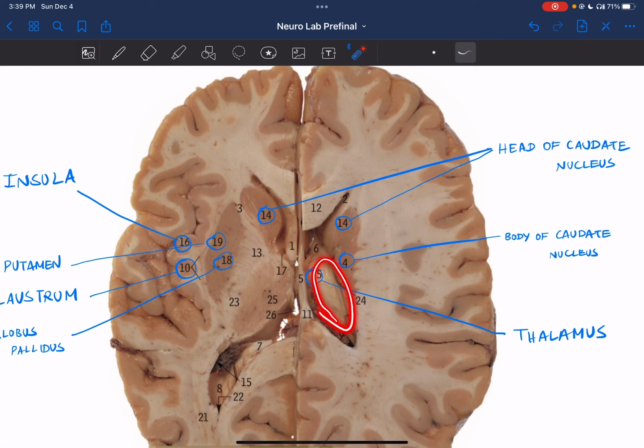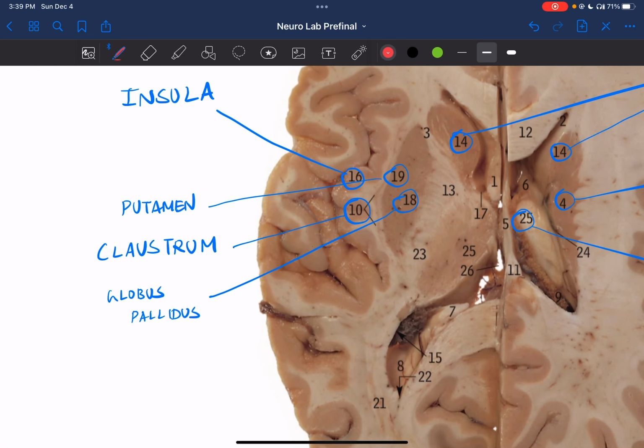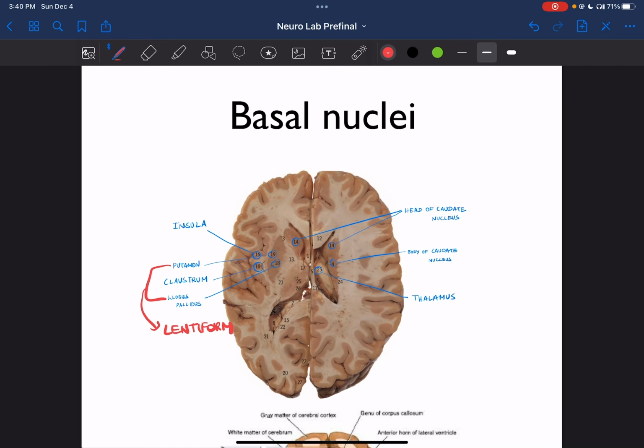Here, anterior to the thalamus, you have the head of caudate nucleus. And now, here you have the putamen. This is your putamen and this is your globus pallidus. So putamen and globus pallidus together form the lentiform nucleus. Now, lentiform nucleus plus your caudate nucleus gives your corpus striatum. And that is part of your basal nuclei.